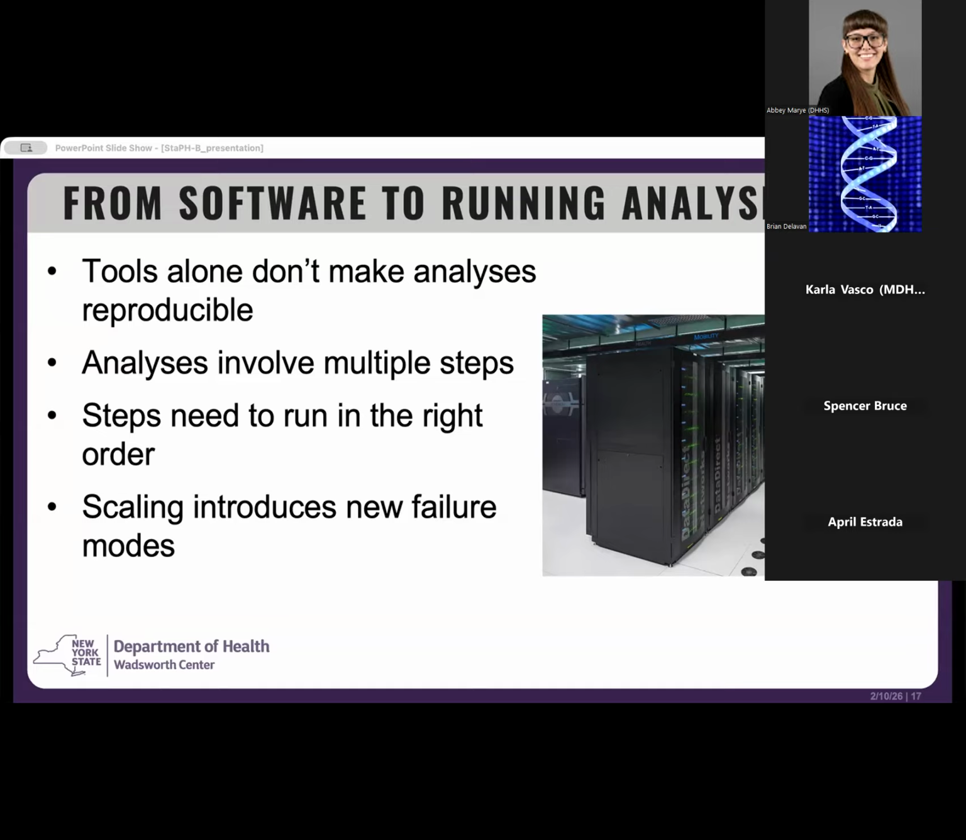Jobs fail halfway through, files go missing, resources run out, things like that, right? So in public health settings, these issues matter because analyses often need to be rerun, audited, or shared across labs. Not to mention, right, a potential outbreak surge. So in that scenario, you might have many, many samples to analyze, and you're not going to be able to do that on your Windows workstation with WSL, right? So this is really where this whole idea of workflow orchestration comes in.